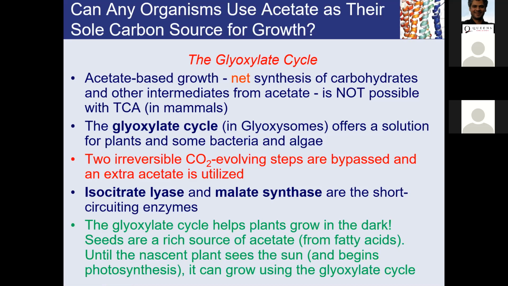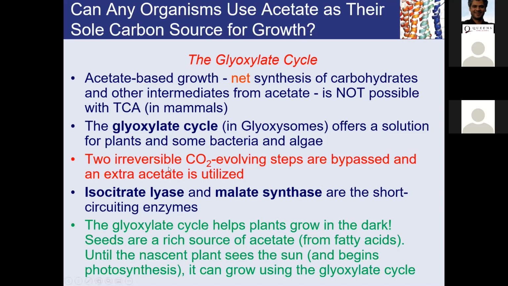In this cycle, as we will see, there are 2 irreversible reactions of the citric acid cycle, catalyzed by, remember, isocitrate dehydrogenase and alpha ketoglutarate dehydrogenase. Those 2 irreversible CO2 evolving reactions are bypassed, meaning they are skipped. And then in this cycle, an extra acetate molecule is utilized. That means acetyl coenzyme A.